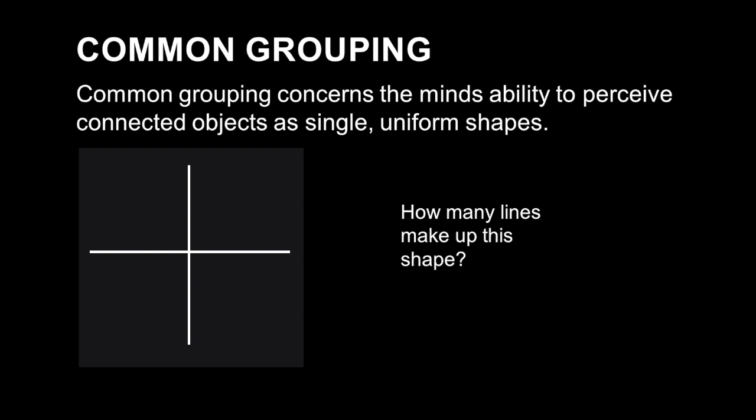Common grouping concerns our ability to view connected objects as single uniform shapes. So let's take a look at this cross over here. How many lines make up this shape? Most people would say 2. Some people might say 4. I don't think anyone would look at this right line right here and say that this is made up of 2 connected lines. We just don't really see the segments because they're connected, right? So in common grouping, we view things as continuous and connected.